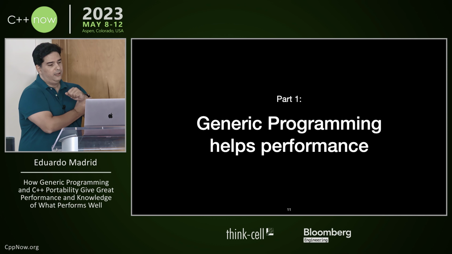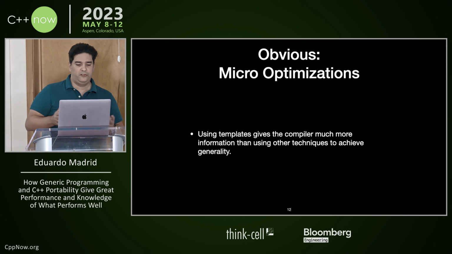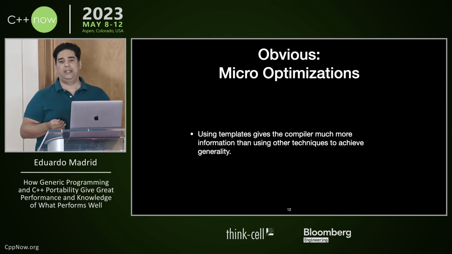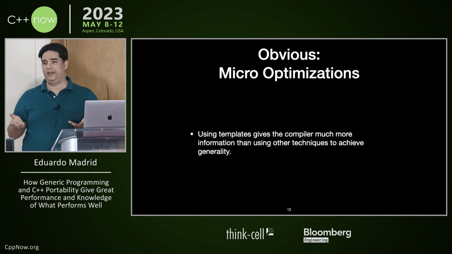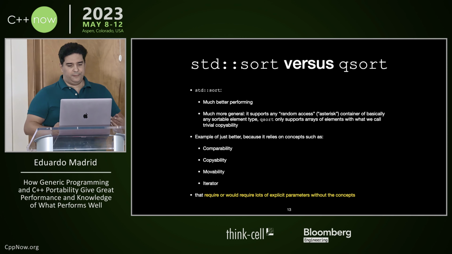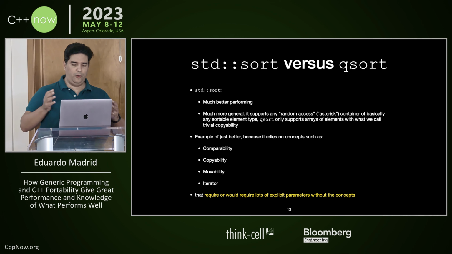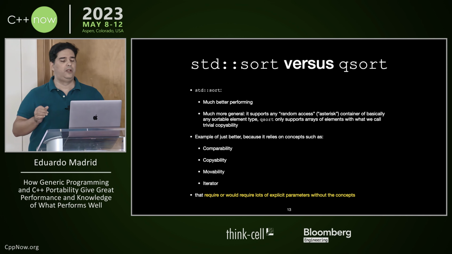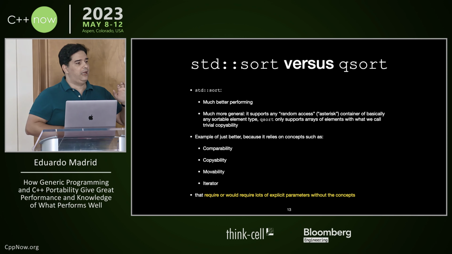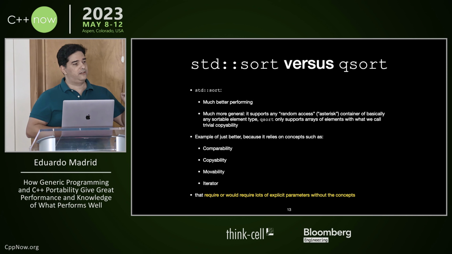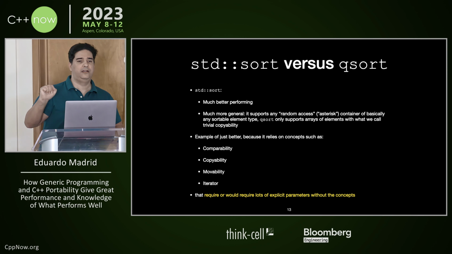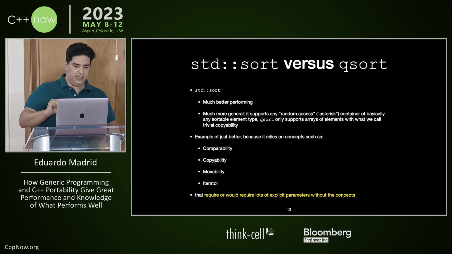How does generic programming help performance? The most obvious way is that it allows the compiler to perform lots of micro-optimizations that other programming languages and other ways of doing programming won't allow for. However, I want us to go back to a very critical example, because it has a lot of wisdom in it, which is to compare the algorithm in the standard library of sorting, standard sort, with the C library qsort, okay? And let's see what we can learn that we haven't learned yet.